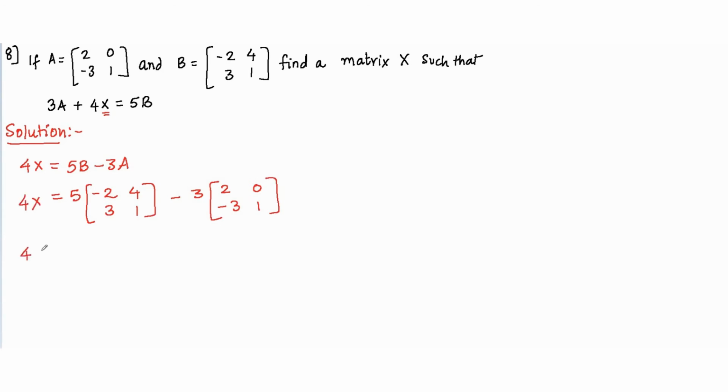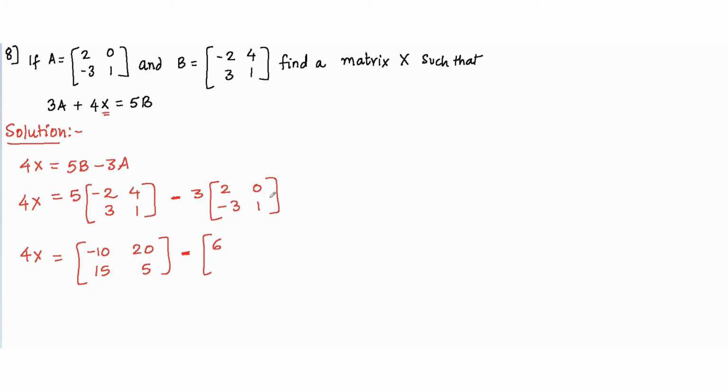So now let us evaluate the matrices. So 5 into negative 2 is negative 10, 5 4s are 20, 5 3s are 15, and 5 1s are 5, minus, let's multiply 3. By the way, I have kept the negative sign here, so that means I need to shift 3 inside for multiplication.